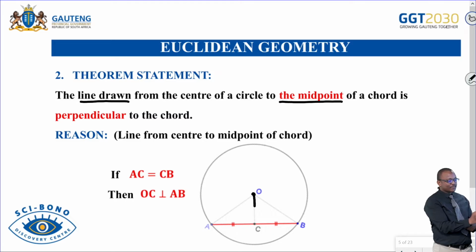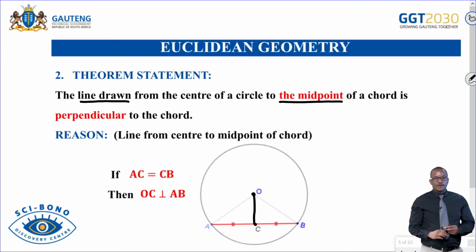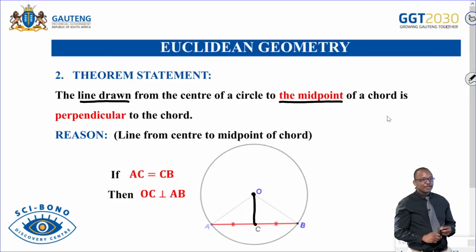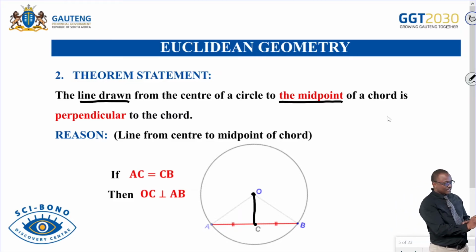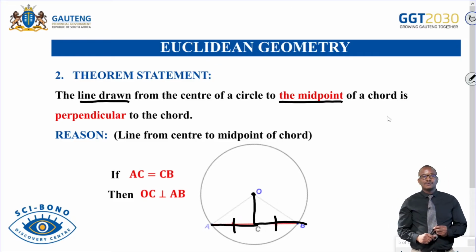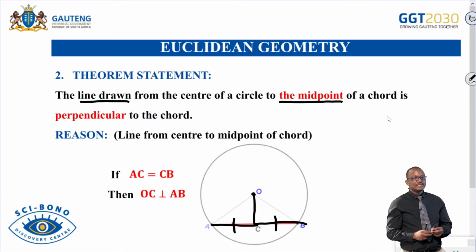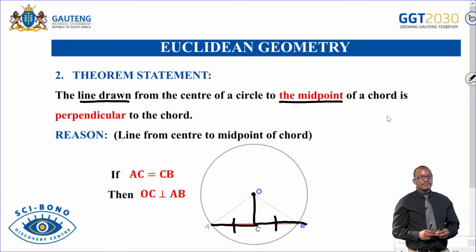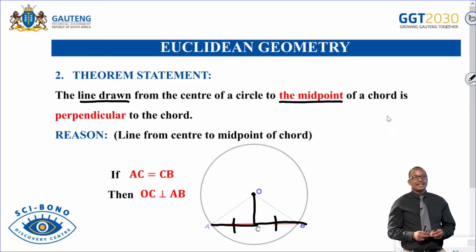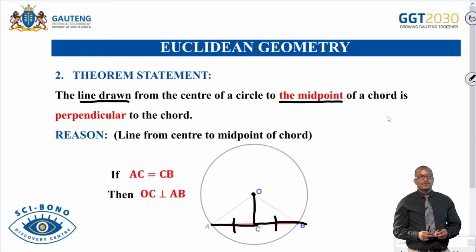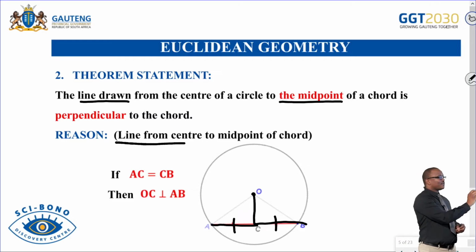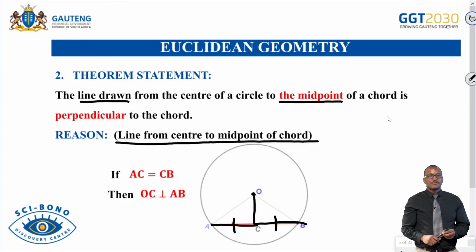The line is drawn to the midpoint of a chord. So why are we saying to the midpoint of a chord? Already you can see that the distance from A to C and the distance from C to B are indicated as equal lines. So when we're using this type of theorem, you state the reason as the line from center to midpoint of a chord. That's how you state the reason. Line from center to midpoint of chord.